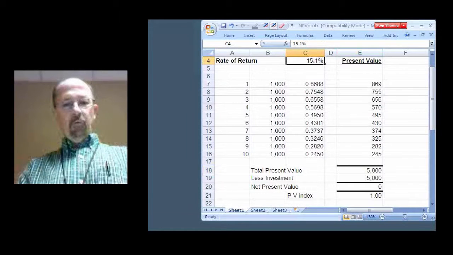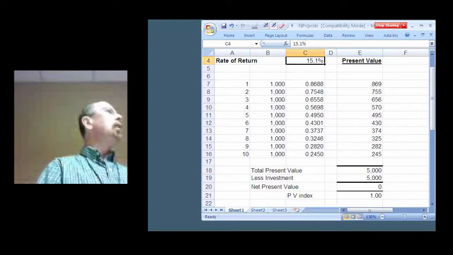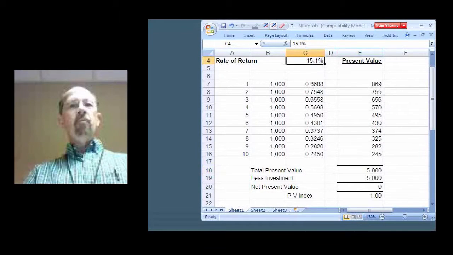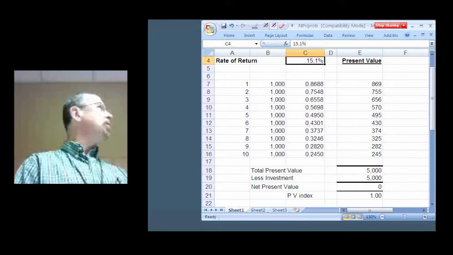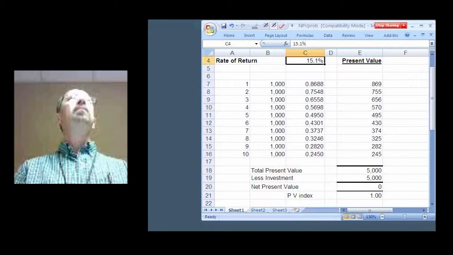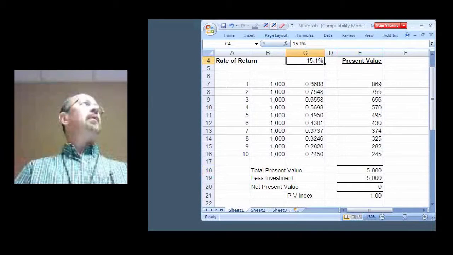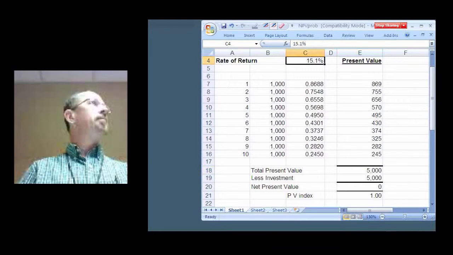So if I go 0.151, oh man, am I lucky. I didn't even have to play with more than that. 0.151 turned my net present value to 0. So what is my internal rate of return? My internal rate of return is 15.1%.